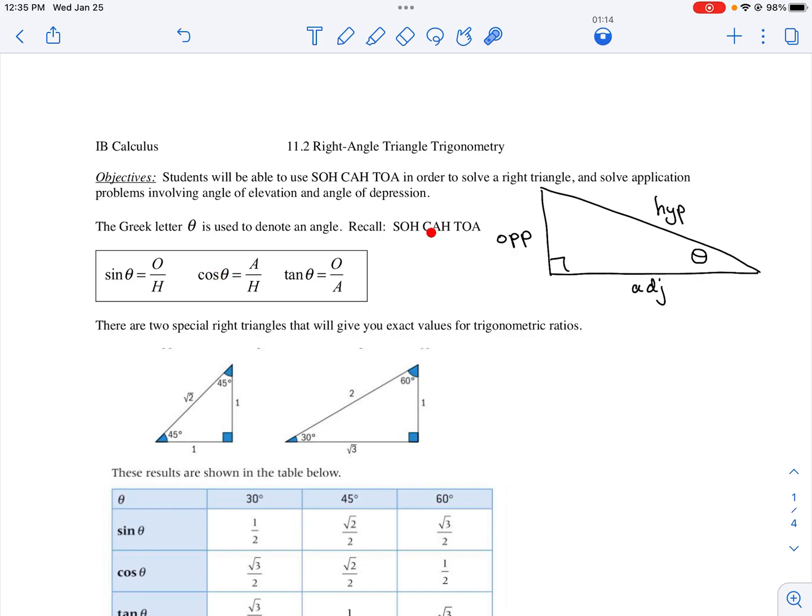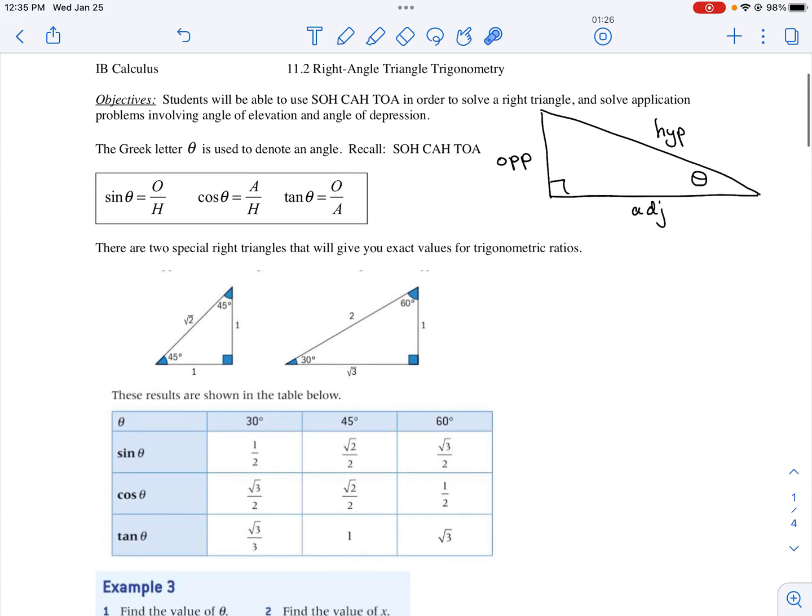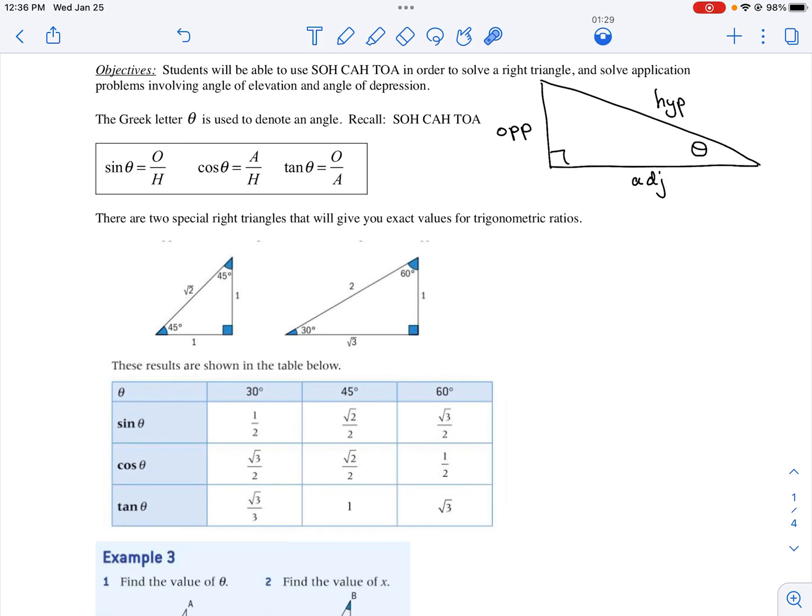Cosine theta, the CAH, stands for cosine theta is adjacent side over hypotenuse, and tangent theta is the opposite side over the adjacent. So we're going to be using that today, as well as our special right triangles. Special right triangles you learned in geometry.